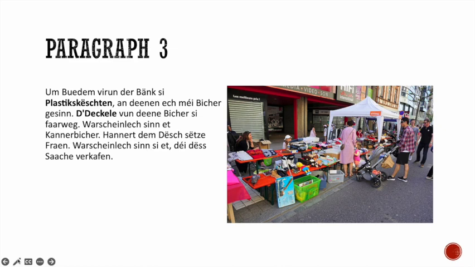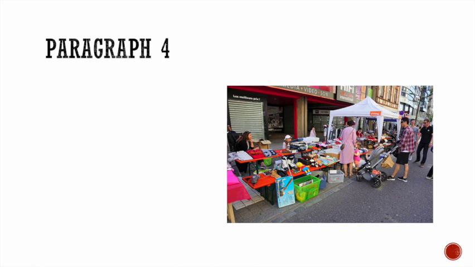Women sit behind the table, like behind this table there are women who are sitting. So they are probably the ones who are selling things. Next paragraph, we are going to describe these people who are here.